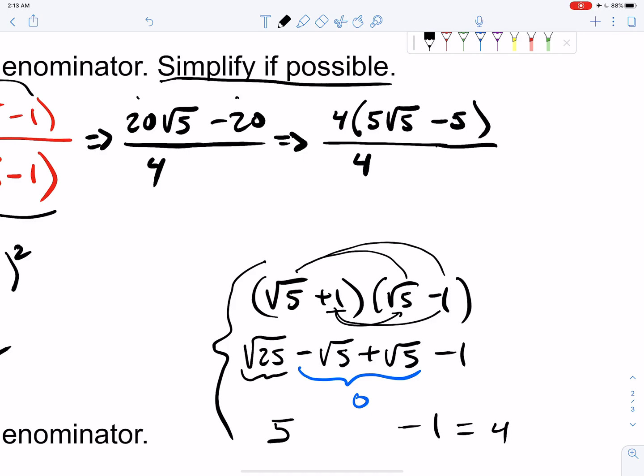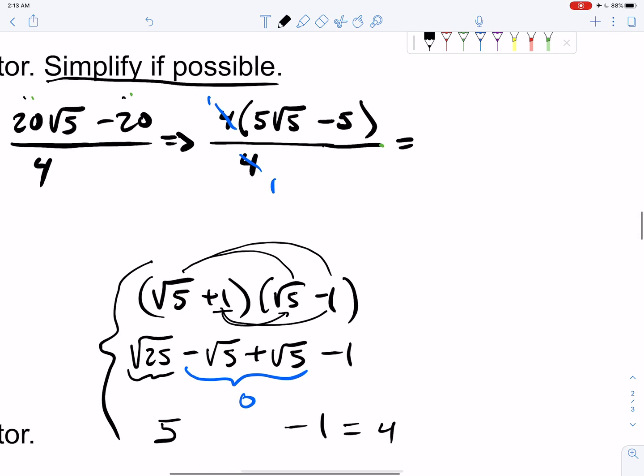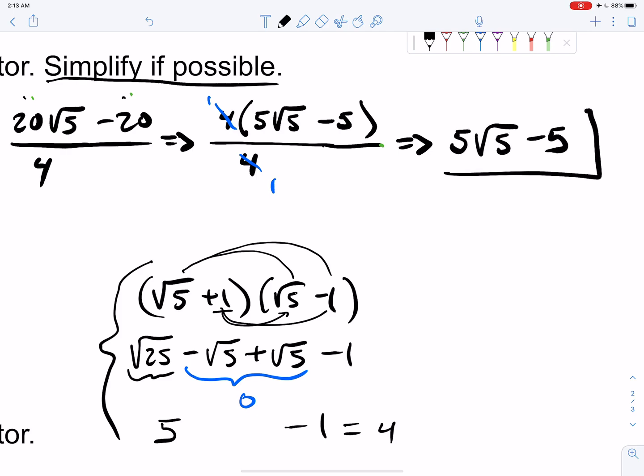You can verify that because if you distribute 4 times 5 root 5, you get 20 root 5. And distribute 4 times the negative 5, and you get negative 20. So that was all good. So I know I factored correctly. And let's go ahead and reduce common factors of 4. And I'm left with my final beautiful answer, which is just going to be 5 root 5 minus 5. And there we go. 5 root 5 minus 5.